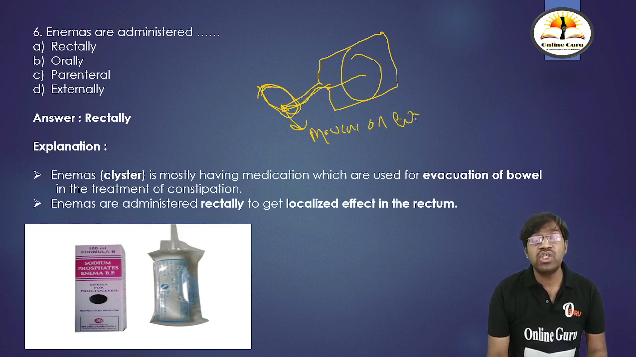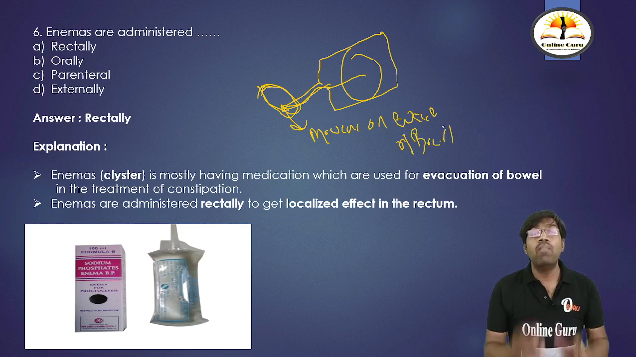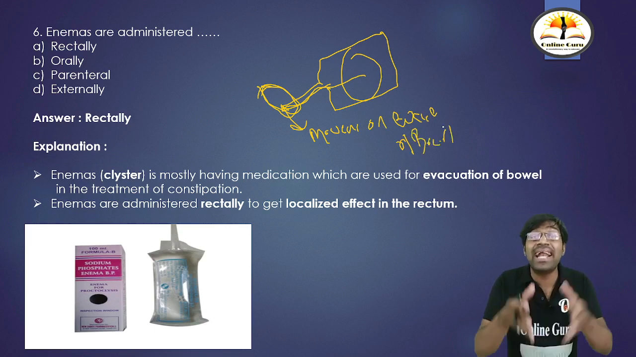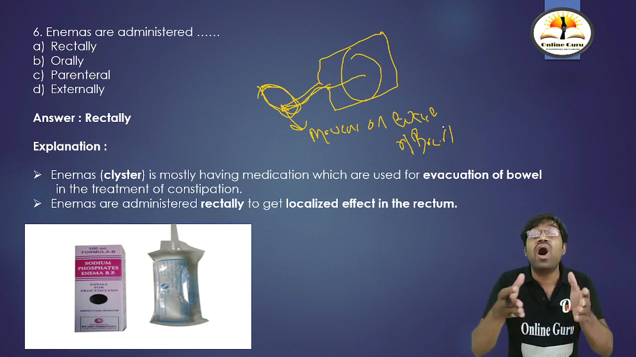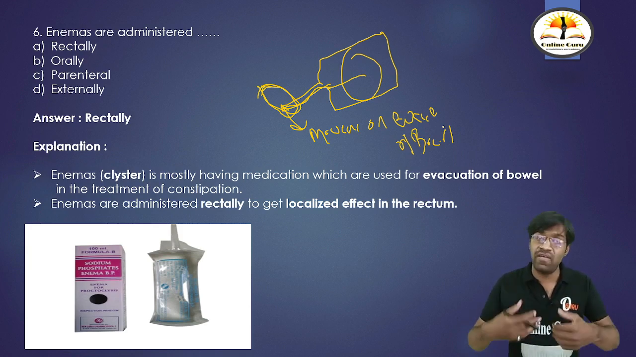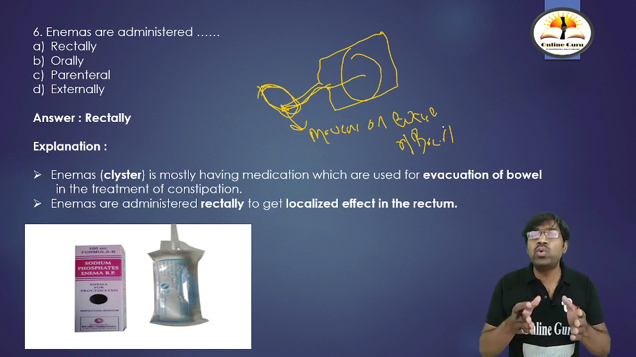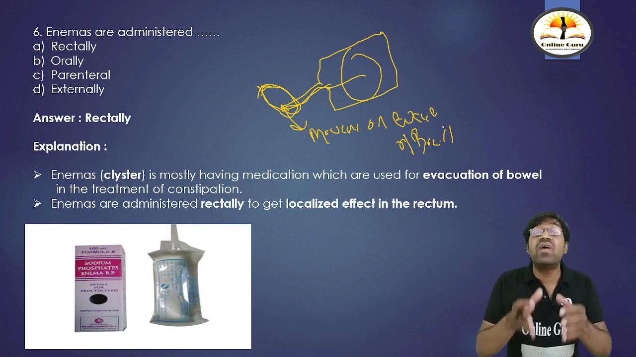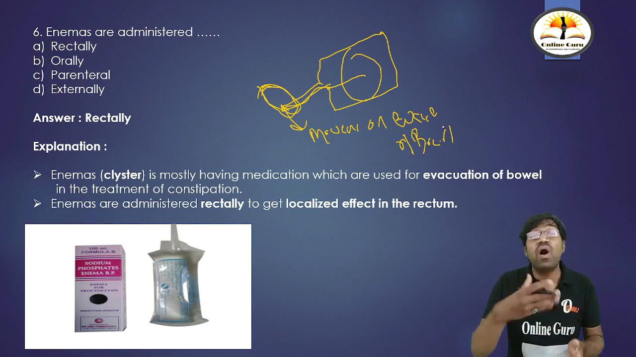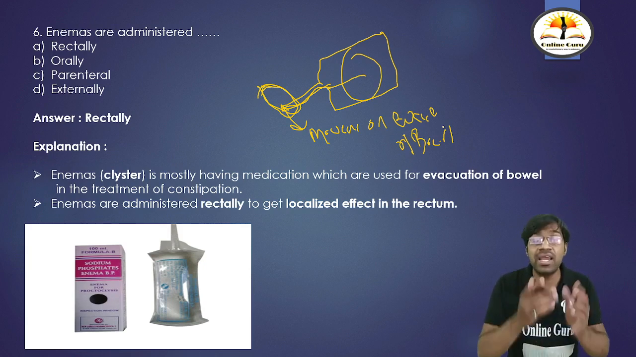or evacuation of bowel. The bowel is the tube, the rectal tube, which facilitates the elimination of feces or stools from the body. But due to less water intake or hardening of stools, these stools cannot pass through the bowel. Hence, for the sake of evacuation of the bowel, the enemas are given.